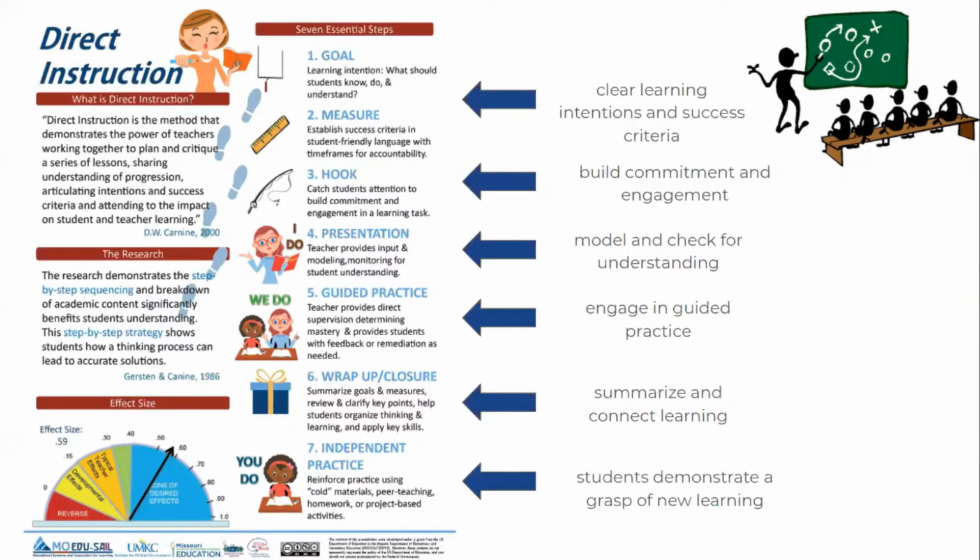Steps 1 and 2 are developing clear intentions with success criteria. Step 3 is the hook, where you build that commitment and engagement. Step 4, presentation, is where the teacher models and checks for understanding. Engaging in guided practice is step 5. Students summarize and connect learning during step 6, wrap up and closure. And finally, step 7 is where students demonstrate a grasp of their new learning through independent practice.